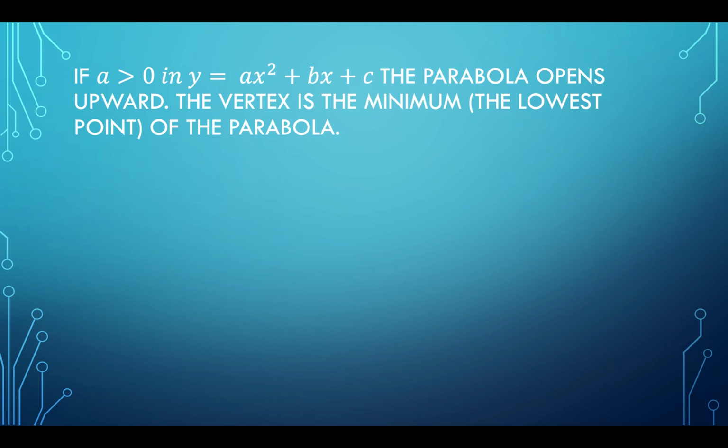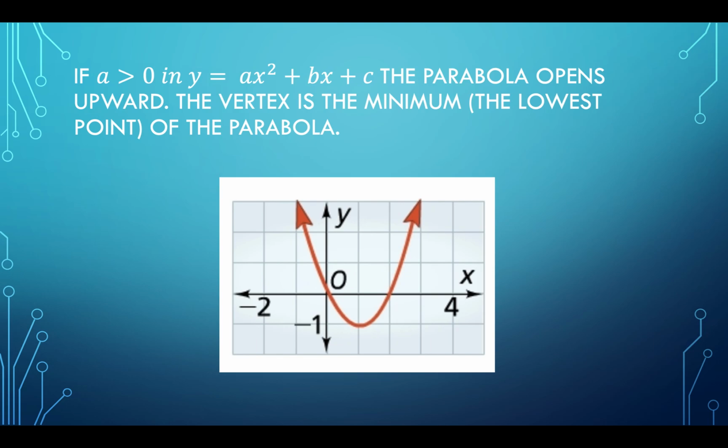So if a is greater than 0 in the form y equals ax squared plus bx plus c, the parabola opens upward. The vertex would be the minimum, so the lowest point of the parabola. And here's what I mean by that. Parabola is opening upwards. Our a is greater than 0. Vertex right here is a minimum.